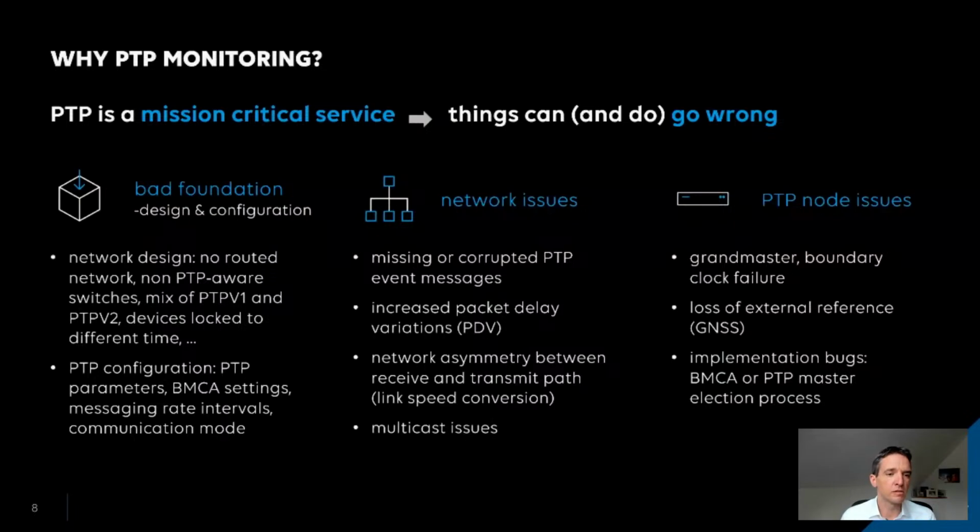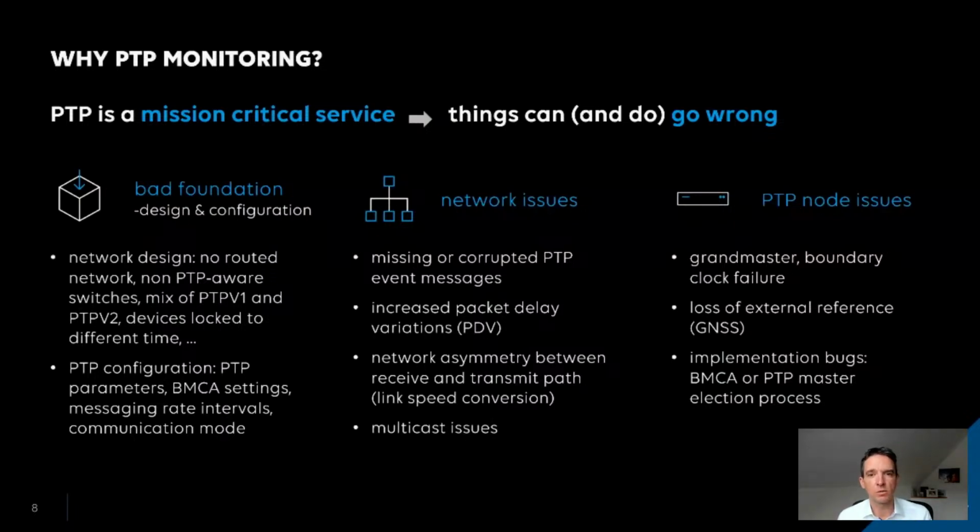But also the PTP configuration itself, there's a lot of parameters you have to set on every PTP device. Those are the PTP parameters, but also the settings for this BMCA algorithm you need to configure, the messaging rate intervals, how often do you send certain PTP messages across the network, a couple of more things like communication mode, etc. Then also network issues.